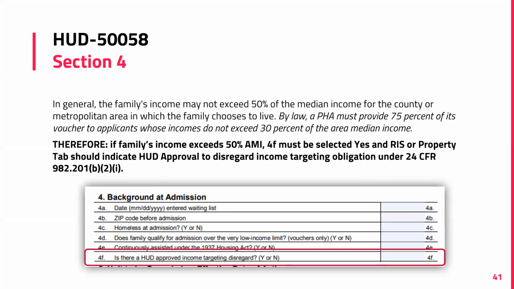The 5-9 world, the project-based Section 8, actually has a similar rule. The income targeting rule is slightly different. I can't remember off the top of my head, but I believe it's 50%, or I apologize, it's 40%. 40% of admitted people need to be at 30% or lower for the multifamily housing. For the PIH, it's actually 75%.